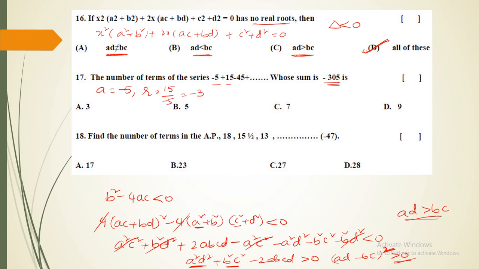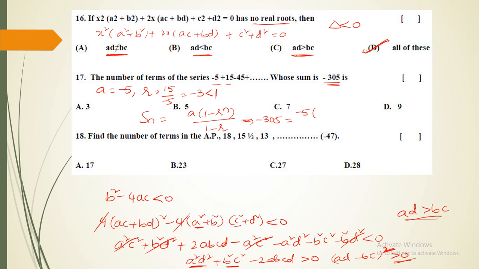So what is the sum of n terms of a GP? Here the absolute value of R is not less than 1, so the Sn formula is: sum of n terms of GP is given by A into R power n minus 1 by R minus 1. So using this formula, what am I going to get? Minus 305 is equal to, what is A here?